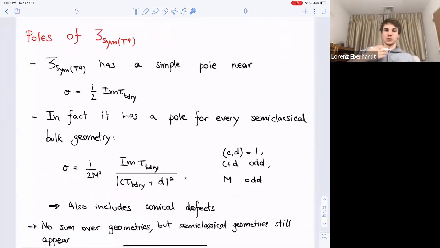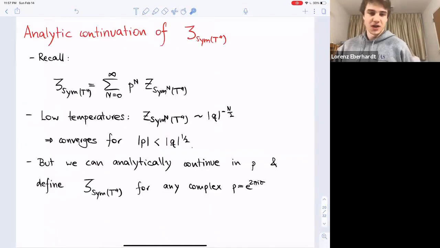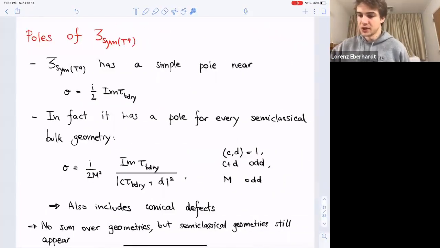Okay, and so what are the analytic properties? In particular, it has very interesting poles. We already saw one pole, so let's go back here. When we're at low temperatures, we have this approximation, we stick it in here, do the geometric sum, and we get something like 1 over 1 minus p q to the minus 1/2. So there's a pole in p. And if you translate it to the sigma variable, it's proportional to the imaginary part of tau.